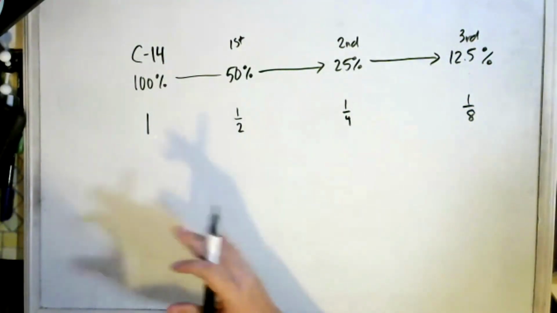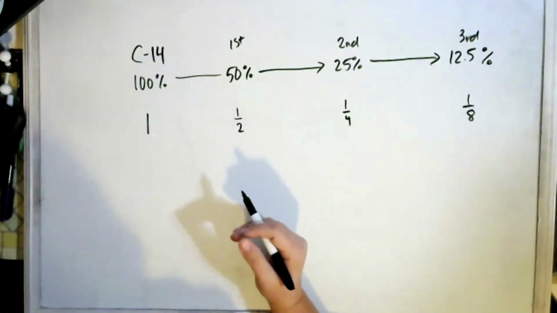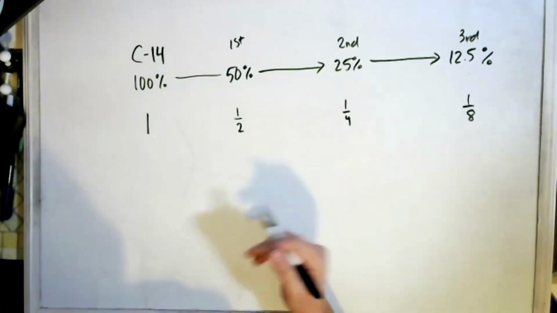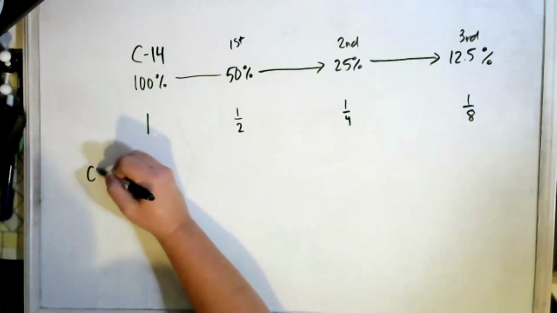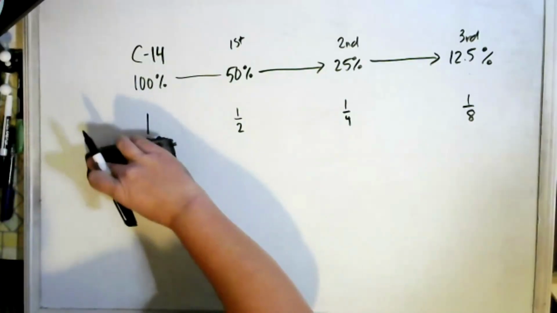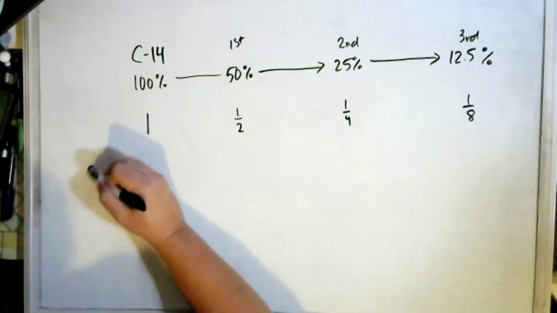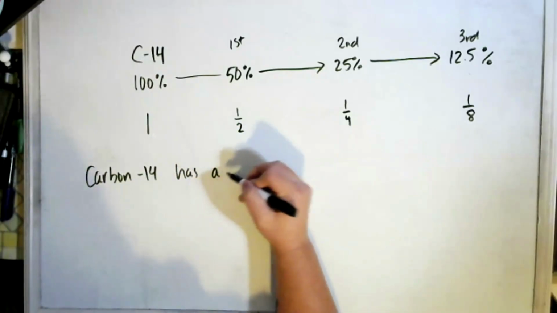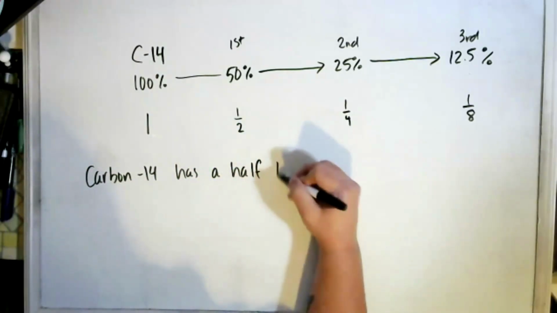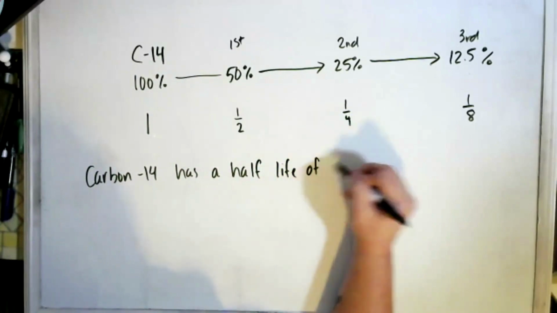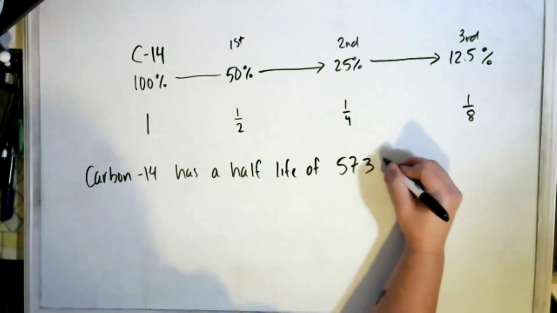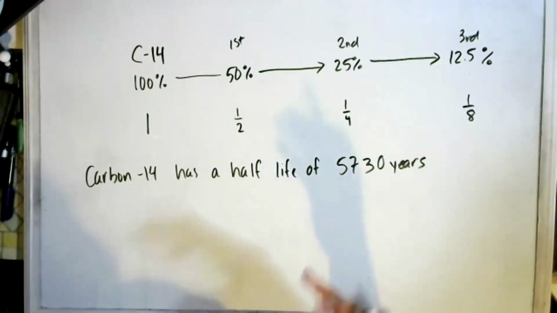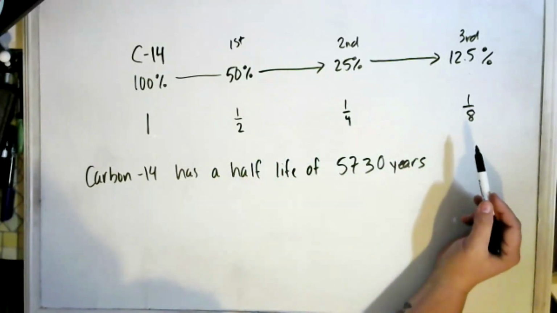Now, the information that they didn't tell you in the question, that would be provided if this was an exam question, is the actual half-life of carbon-14. That's not something that you have to memorize. It's something that will tell you. So carbon-14 has a half-life of around 5,730 years.